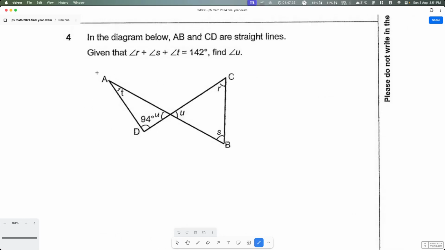All right, question number 4 over here. In the diagram below, AB and CD are straight lines. Given that R plus S plus T is equal to 142 degrees, find U. Okay, we also know that they've already put it as well. So what I'm going to do is put a red color over here. We also have a U over here. So let me put the letter U. Okay, so this is a U as well.